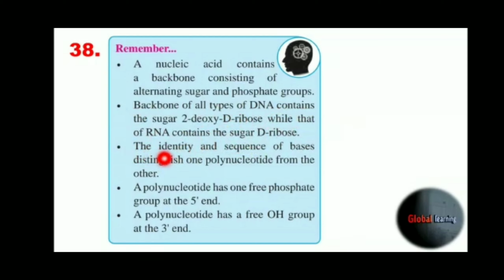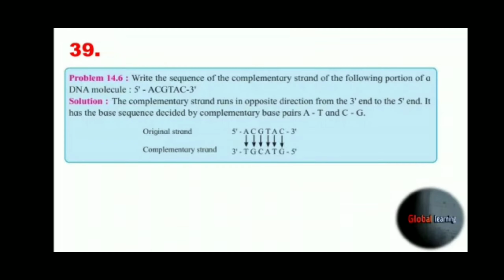The identity and the sequence of the bases distinguish one polynucleotide from another. The polynucleotides have one free phosphate group at the 5' end. At the 5' end there is a free phosphate group, and at the 3' end there is a free OH group. So this is important. Now let us move to the 39th question.